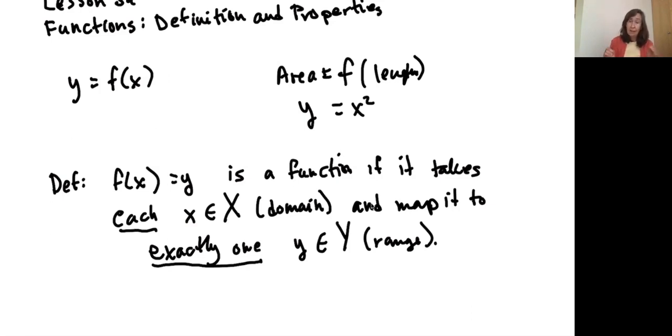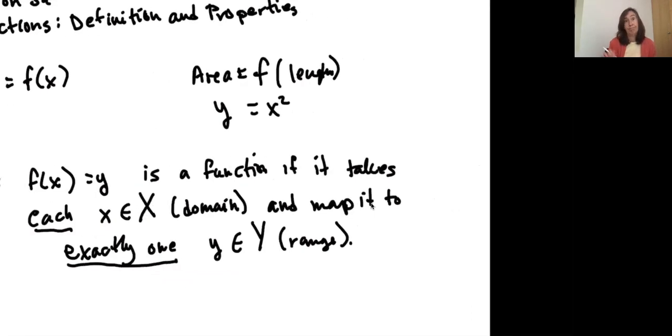If not, either you don't have a function, or maybe you need to work with your domain to make it a function. The other thing that we need is that the function can't say, oh, well, maybe it's 3, maybe it's 4. The function has to give you one clear answer. So the function takes each x, it always assigns it a y value, and it always assigns it only one y value.